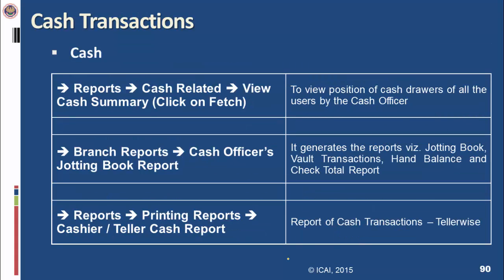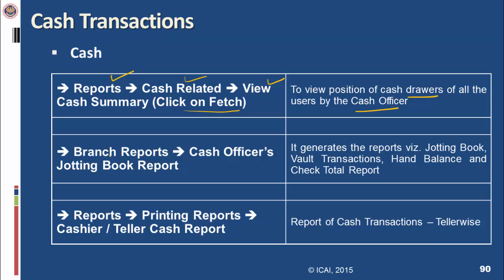Now we are on the cash side, where various reports are available. The first one: go to the reports, cash related reports, view cash summary, click on fetch. It will give us the drawer wise position of the cash officer, that is, what amount should be there at the cash officer's drawer.